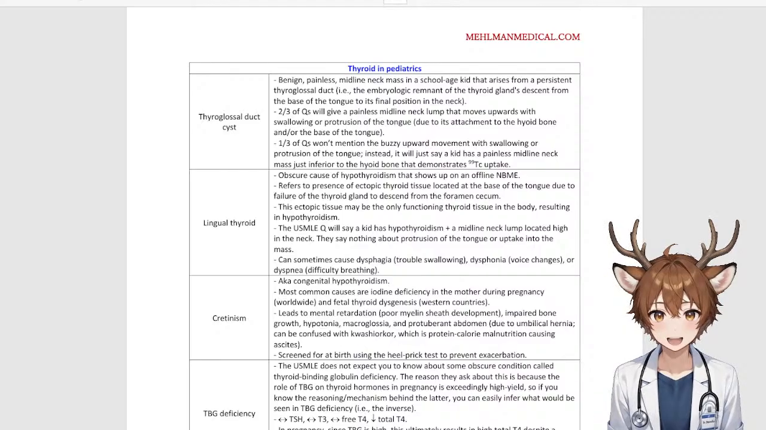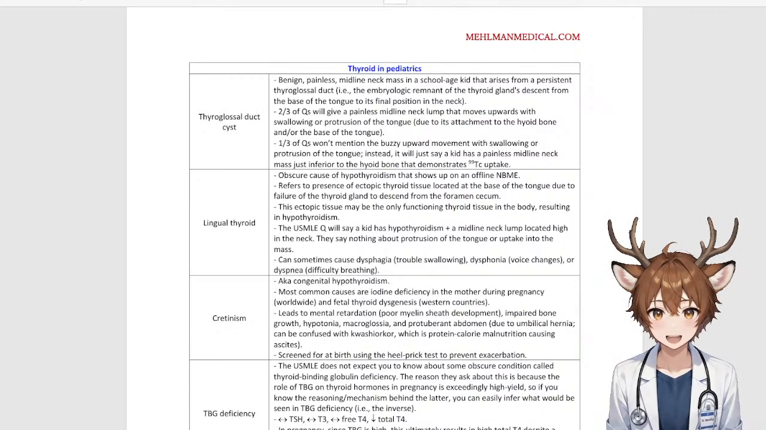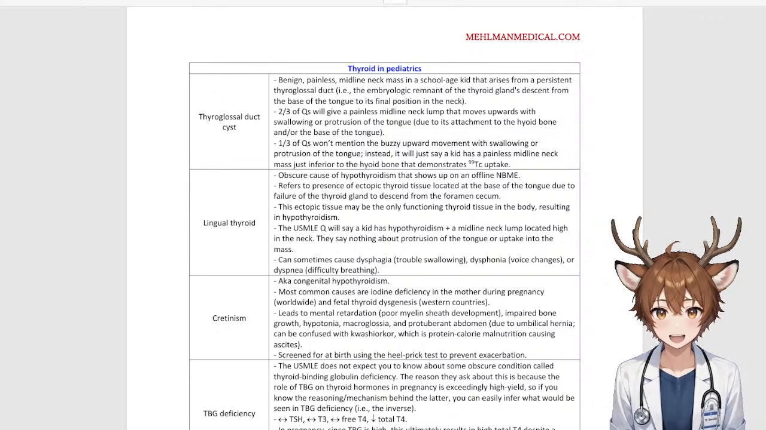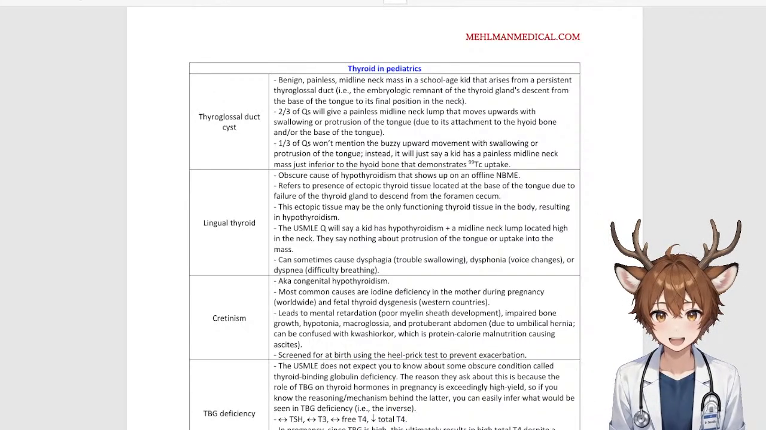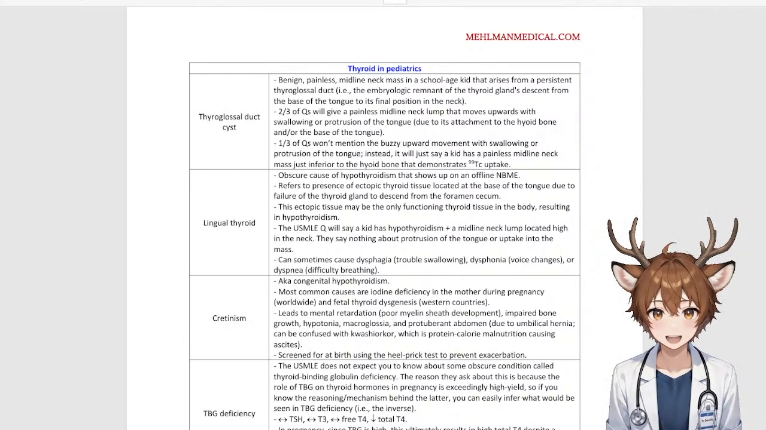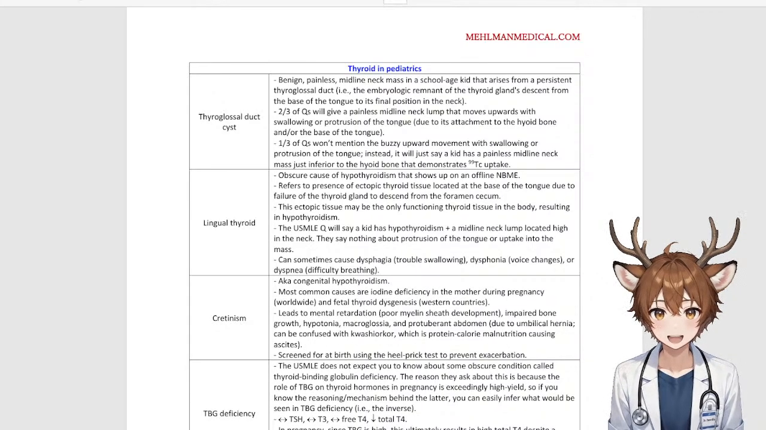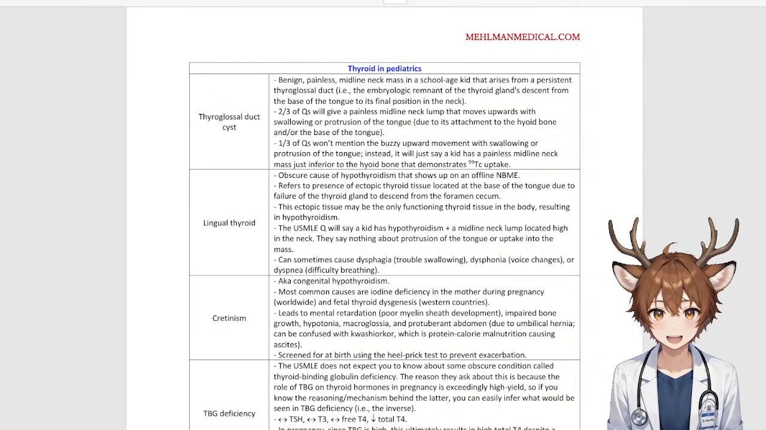Thyroid in pediatrics. Thyroglossal duct cyst: a benign, painless midline neck mass in a school-age kid that arises from a persistent thyroglossal duct, that is to say, an embryologic remnant of the thyroid gland's descent from the base of the tongue to its final position in the neck. Two thirds of the questions will give a painless midline neck lump that moves upward with swallowing or protrusion of the tongue due to its attachment to the hyoid bone and/or the base of the tongue.